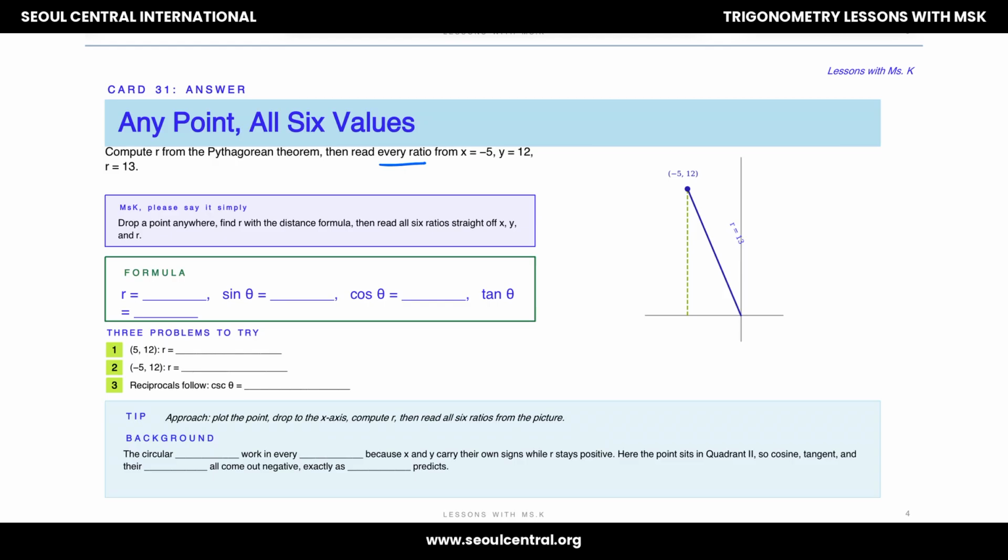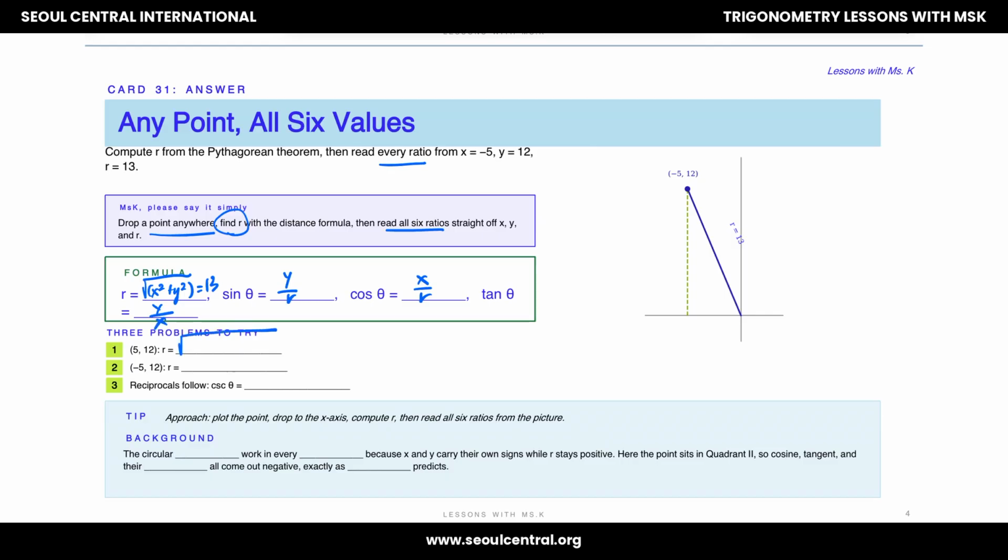To say it simply, first drop a point anywhere, find r with the distance formula, and then read all 6 ratios straight off x, y, and r. The formula is r equals square root of x squared plus y squared equals 13. Sine of theta equals y over r, cosine of theta equals x over r, and tangent of theta equals y over x.